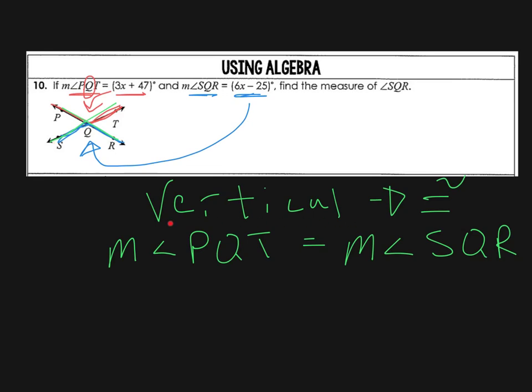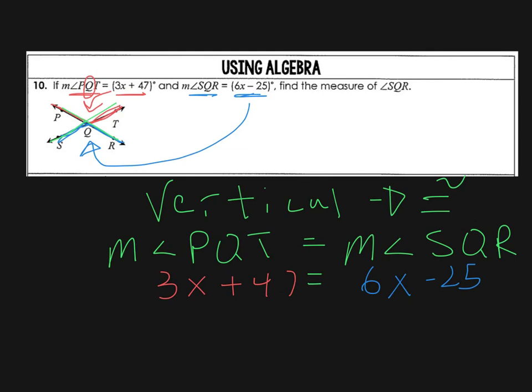So since they're vertical, I can set the terms equal. So the measure of PQT is equal to the measure of angle SQR. If that's the case, I can substitute and solve. And here's what I mean by substitute. 3x plus 47, where did I get that from? Up here, they said that PQT equals 3x plus 47. So wherever in the defined relationship I see PQT, I can substitute in 3x plus 47.